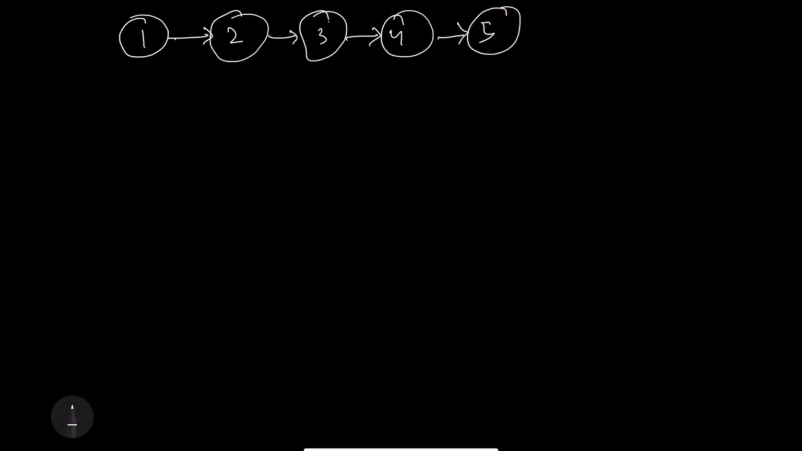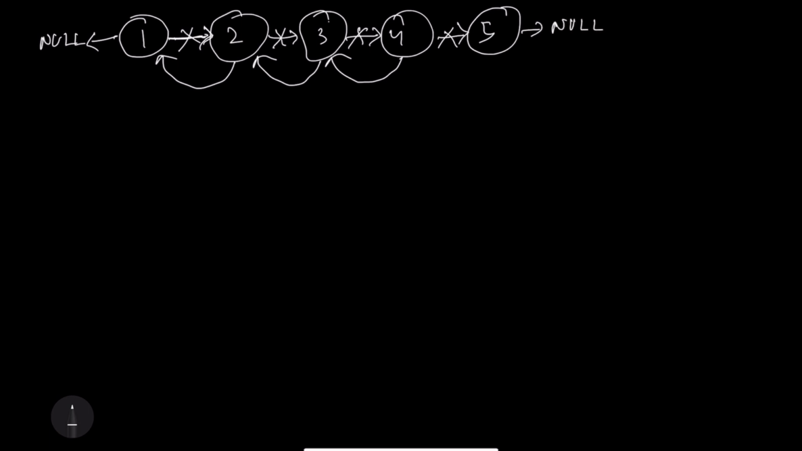Given the head of a linked list, we have to return the reversed linked list. So what we can do is break our forward links and connect them backwards. We will break our link here and link our 1 to null, its previous one. We will break our link from 2 to 3 and link 2 to 1. We would break our link from 3 to 4 and link 3 to 2. We would break our link from 4 to 5 and link 4 to 3. We would break our null link from 5 to null and link 5 to 4.